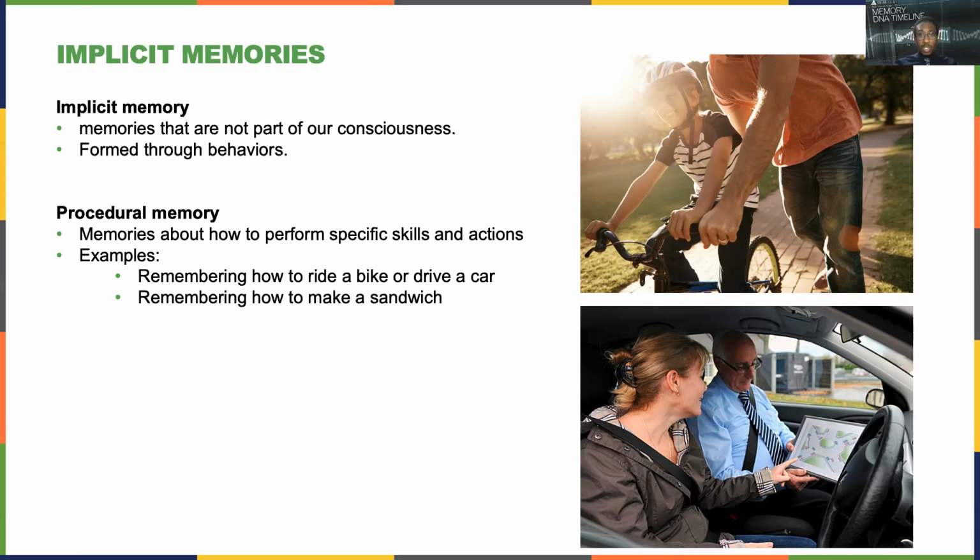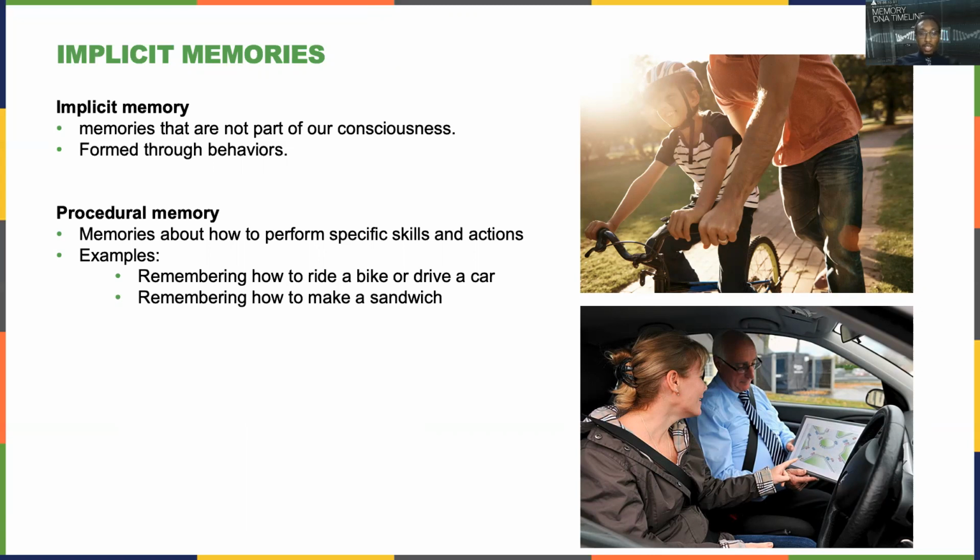So when we talk about procedural memories, those would be things like riding a bike or driving a car. When you're first learning to ride a bike, it's a very active process. You have to think about each step and make sure your balance is right. But after you've learned it and you've been riding a bike for years, you can just hop on a bike and automatically start pedaling without thinking about it, right?